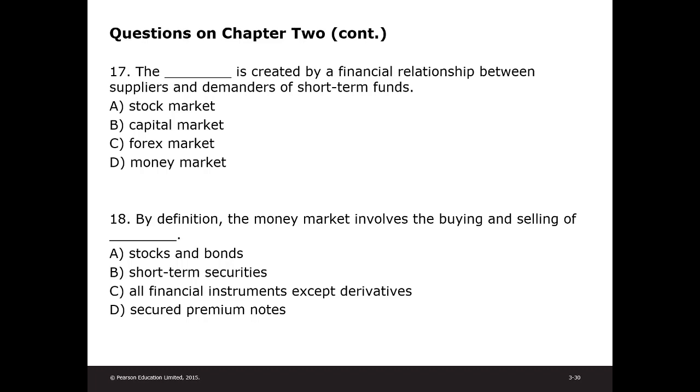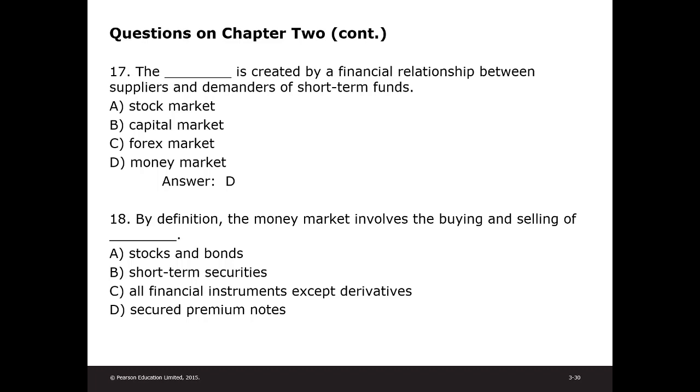Which of the following is created by a financial relationship between suppliers and demanders of short-term funds? Stock market, capital market, forex market, money market. Because we are speaking about short-term funds, the answer here will be money market. The instruments traded in the money market are short-term instruments, which are less than 1 year. So the answer here is D.